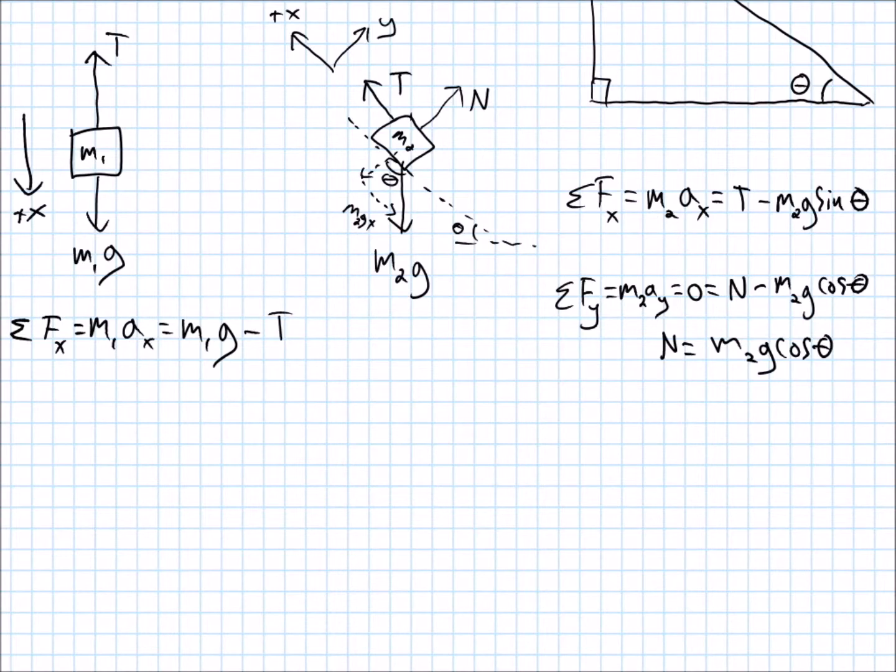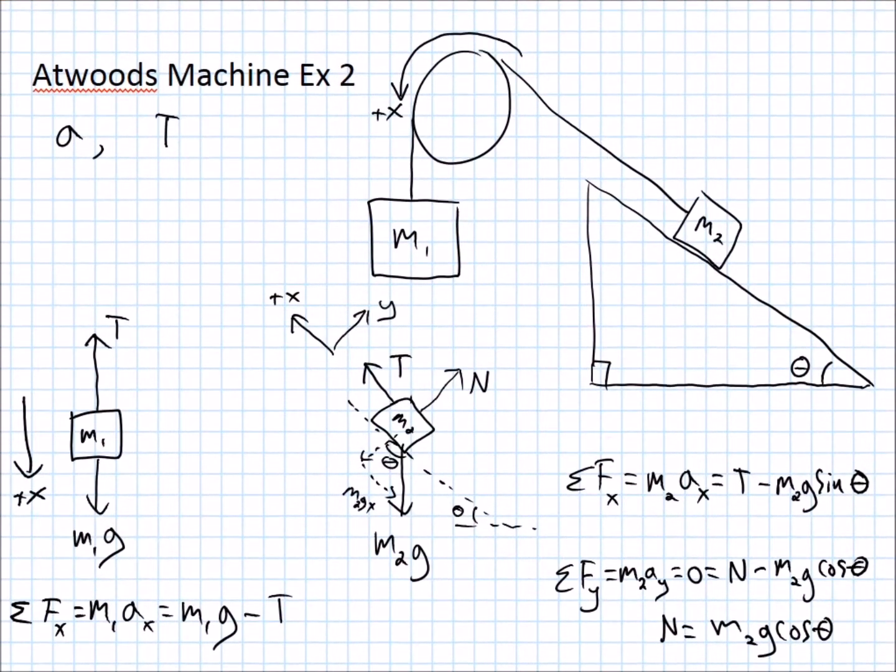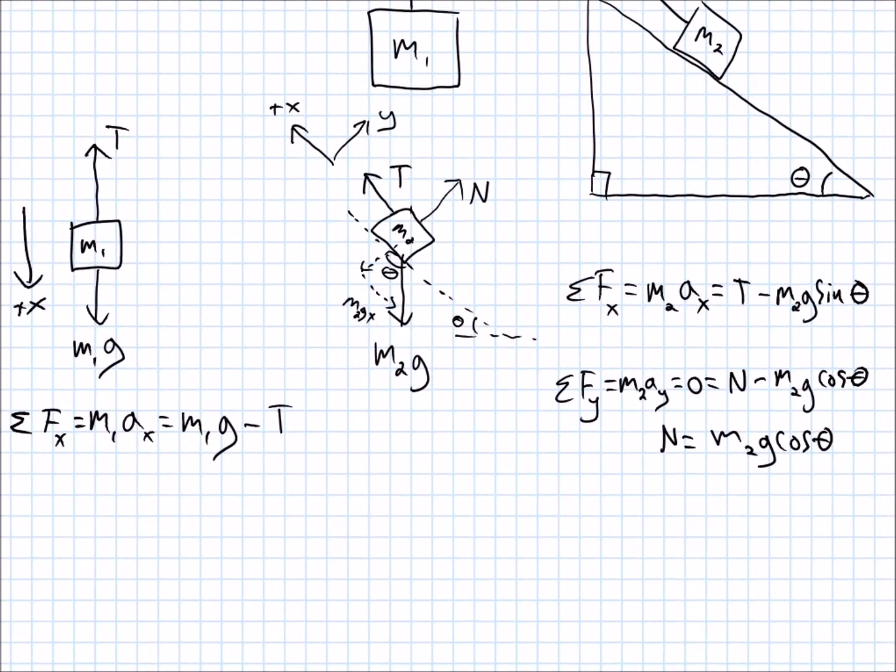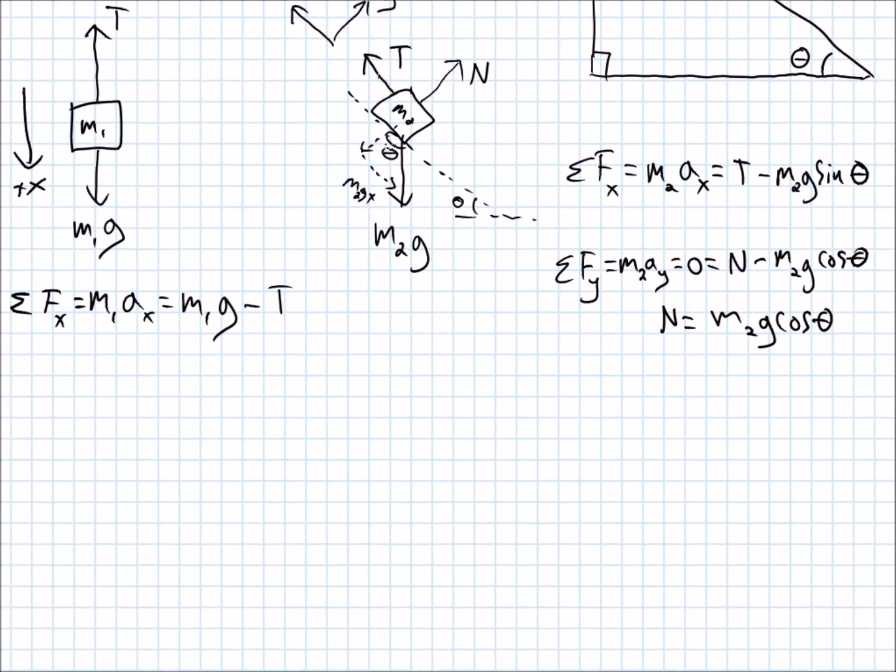Now we were looking for the acceleration. I call it a, but what I mean is the acceleration of this block down and this block up. They will be equal, and that is for both of them the positive x direction. So I am actually looking for a_x. Let's find this a_x then.